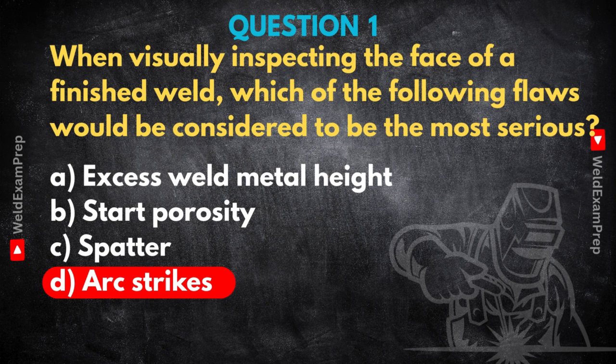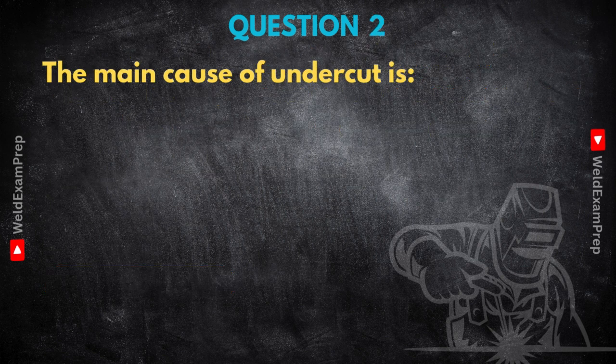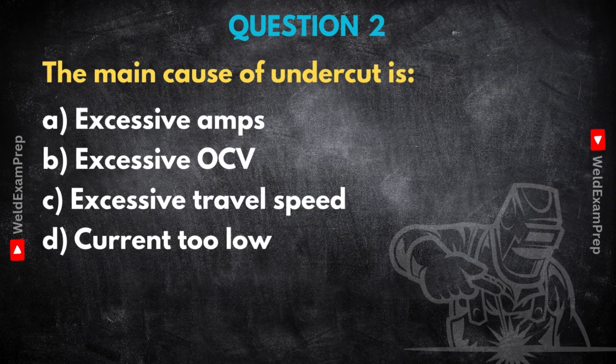Speaking of things that cause problems, let's talk about undercut, another common one. What's the main cause here? Is it A, excessive amps, B, excessive OCV, C, excessive travel speed, or D, current too low? Right, undercut. Every inspector sees this, and understanding the root cause is absolutely fundamental. Here, the main driver is A, excessive amps.